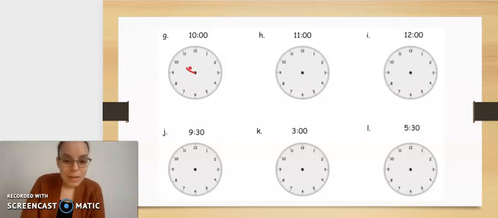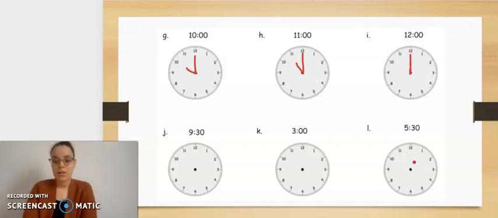For the hour hand on the 10, minute hand straight up to the 12, 11 o'clock. Hour hand on the 11, minute hand straight up to the 12, 12 o'clock. Short hour hand on the 12, long minute hand right on top of it, like that. It should just look like one thing. Can't even see the other one. 9:30, halfway between the 9 and the 10, down to the 6. 3 o'clock, on the 3, on the 12. 5:30, halfway between the 5 and the 6, and then 30 goes down to the 6. There we go.